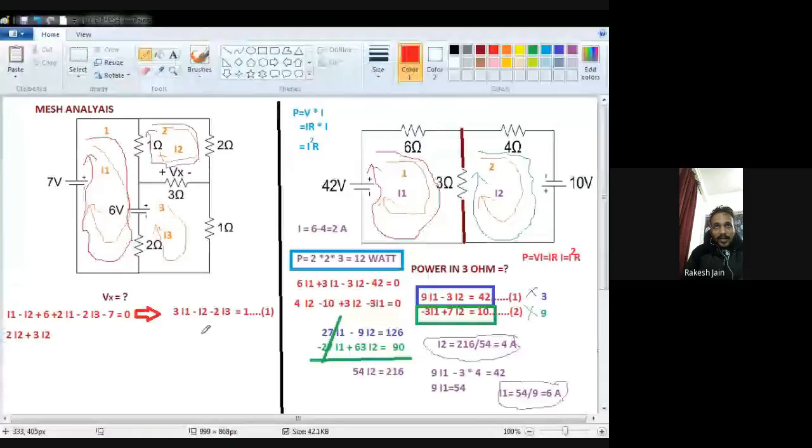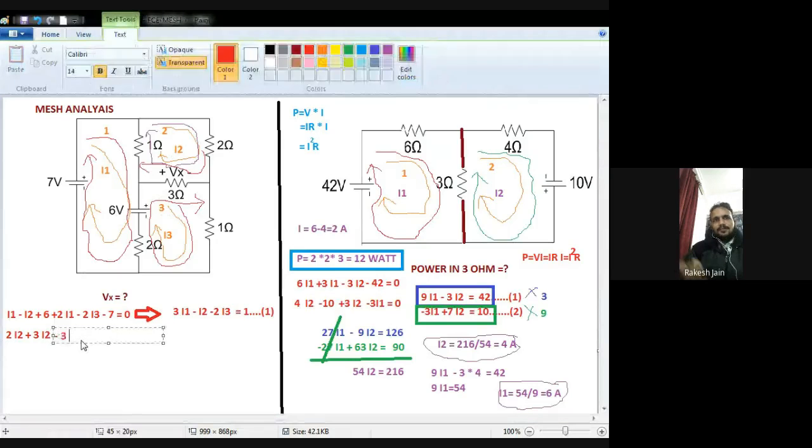From this 3 ohm, my direction of current is from right to left side. But when this I3 passes through the 3 ohm, it will come from left to right. So both directions are opposite. I2 passes through 3 ohm right to left. This I3 passes through this 3 ohm left to right. So both are opposite. Because I am writing the equation for the second mesh, my current has the positive sign and the other current has the opposite sign, okay.